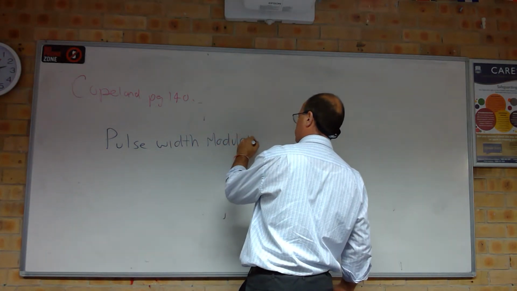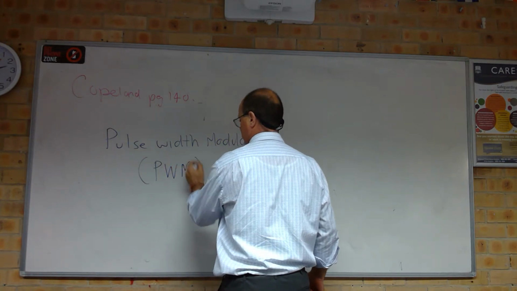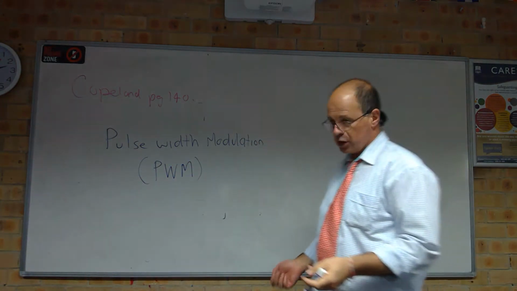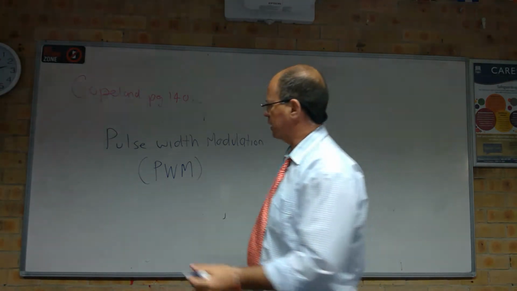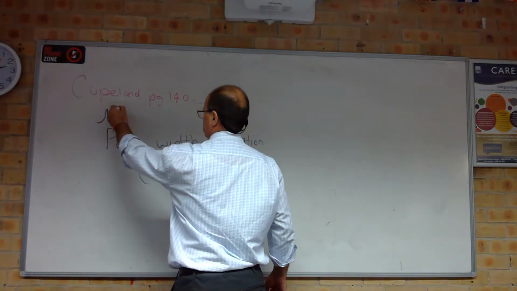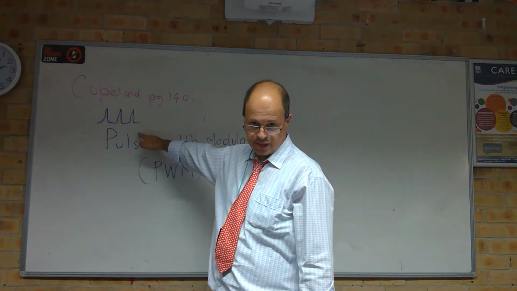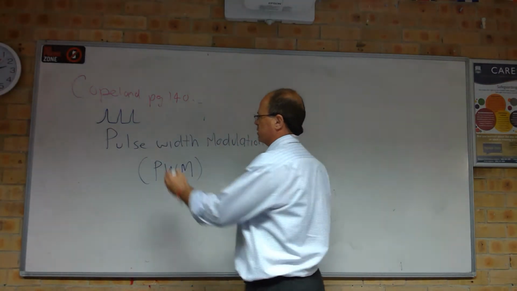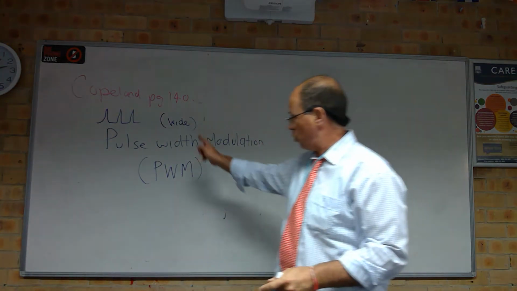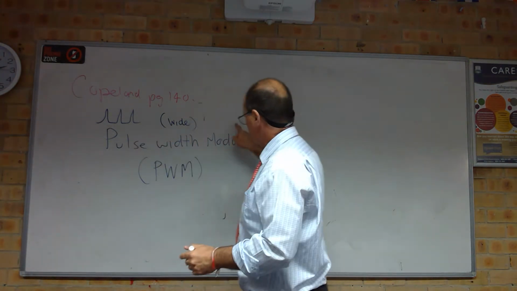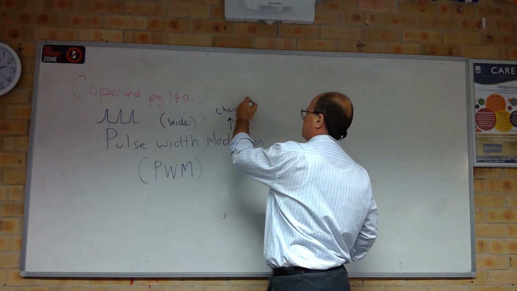Pulse width modulation is also known as PWM. That's the acronym for it. So do we know what a pulse is? We all have a pulse, hopefully, if we're alive. So anything that pulses is doing that. An electrocardiogram, that's your pulse. Width is obviously how wide something is, so it's how wide our pulse is. Modulation is changing something.